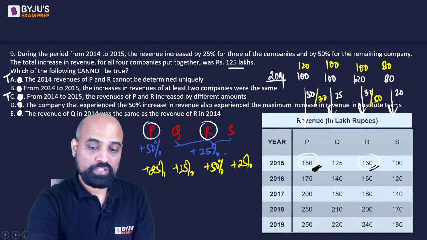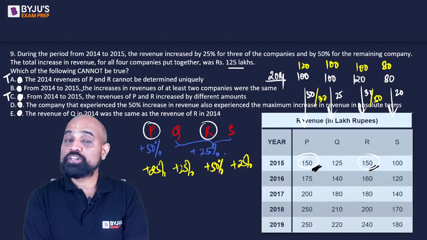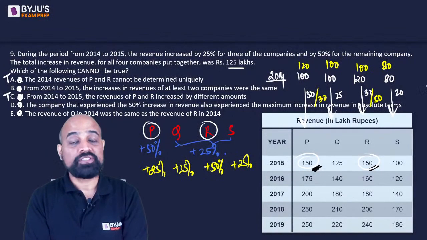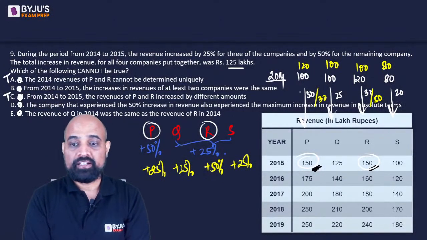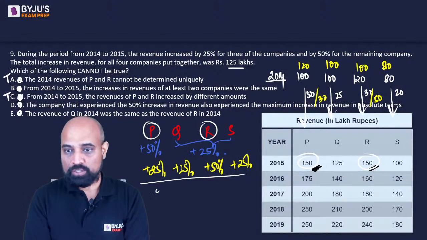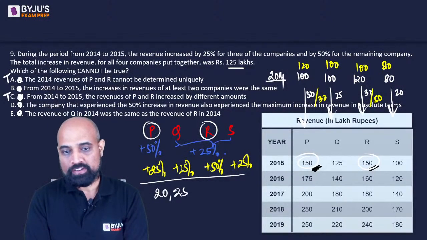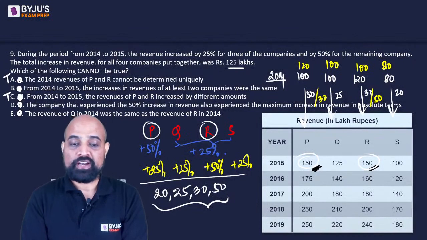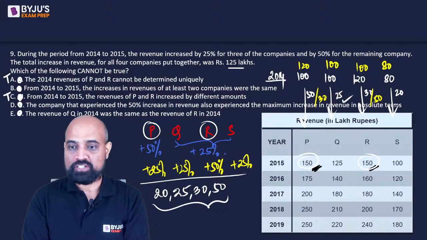So if we go with that, from 2014 to 2015, the increases in revenues for at least two companies were same. This is never going to happen, right? क्योंकि जो आपको चेंजेस दिख रहे हैं वो चेंजेस एक 20 आएगा, एक 25 आएगा, एक 30 आएगा और एक 50 आएगा. यही चार चेंजेस आएंगे, जिसमें से 25 and 20 these are fixed.